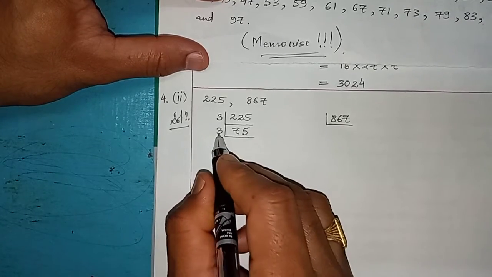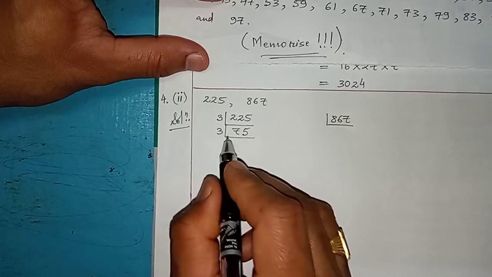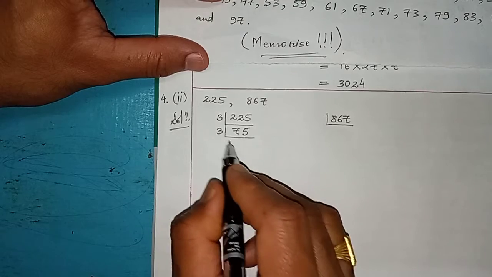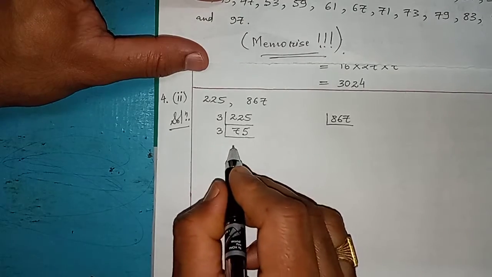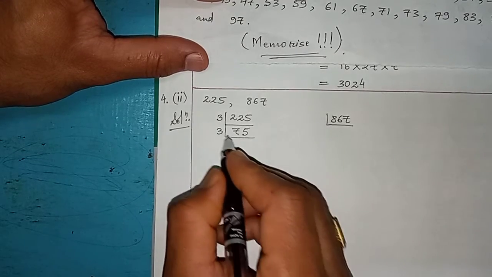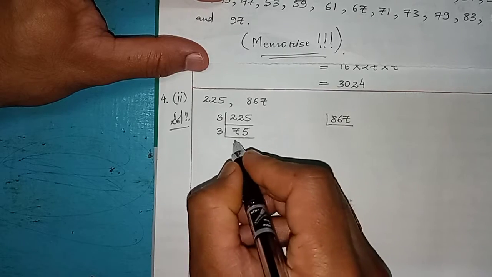So again let's do it. First pick only 7 because it's bigger than 3. 3 1s are 3, 3 2s are 6, 3 3s are 9. 9 is bigger, so we'll not take 3 3s. We'll take 3 2s are 6.